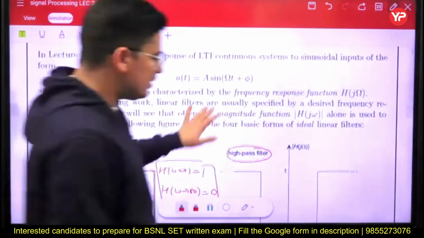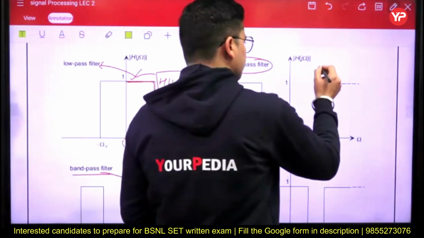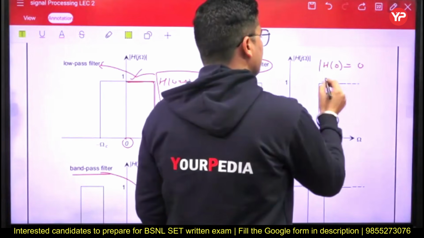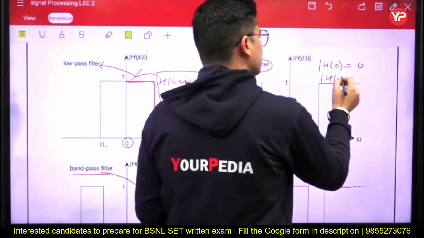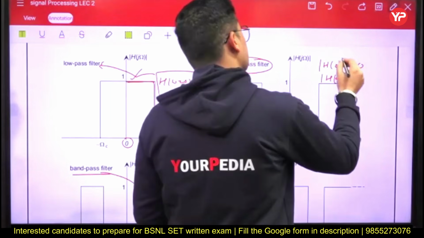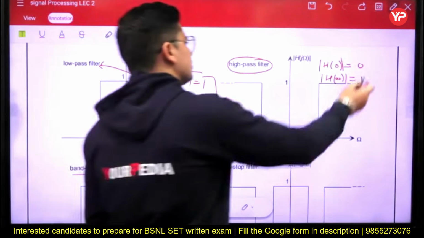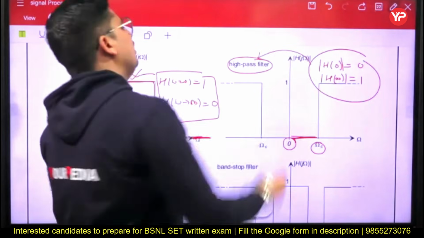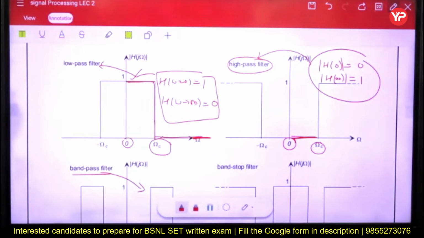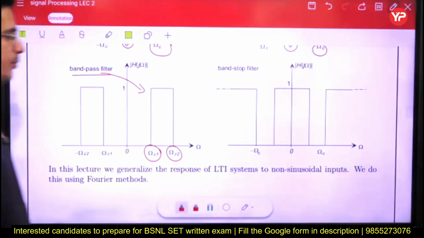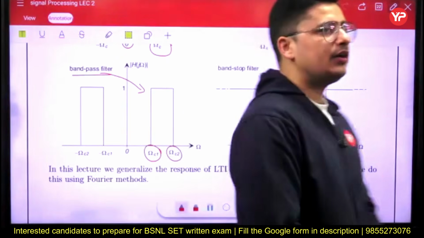In the high pass filter, we observe that the gain at omega equals 0 is 0, but the gain at omega equals infinity is 1. So if any filter has this property, gain 0 at zero frequency and gain 1 at infinity, that suggests this is a high pass filter. Now, the band pass filter will pass a particular band of frequencies and reject the other bands of frequencies.